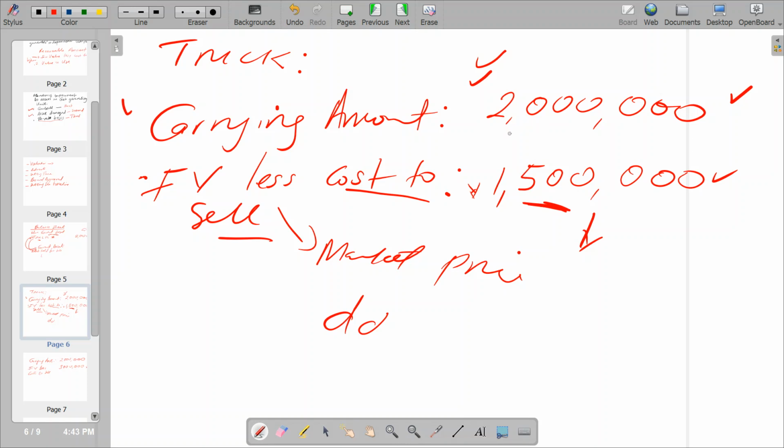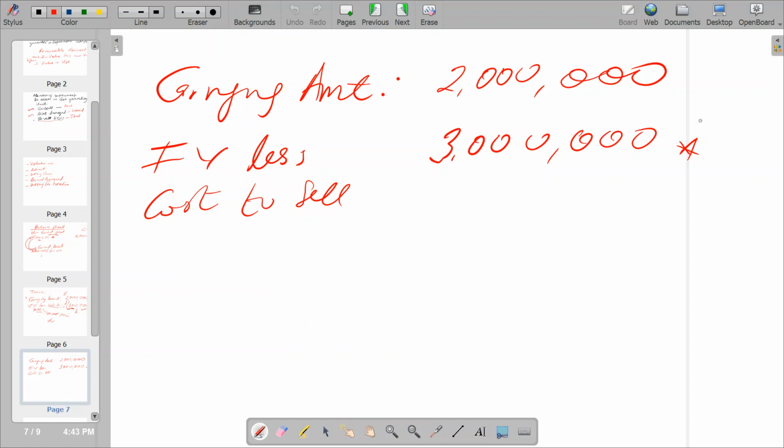So in order to write off the impairment, we have to pick the lower. We have to pick the fair value. We have to write down this 2 million to 1.5. So that is why we selected this. Now when we come here, the carrying amount is 2 million, the fair value is 3 million. It means there's no impairment here, because the fair value is even more than the carrying amount.